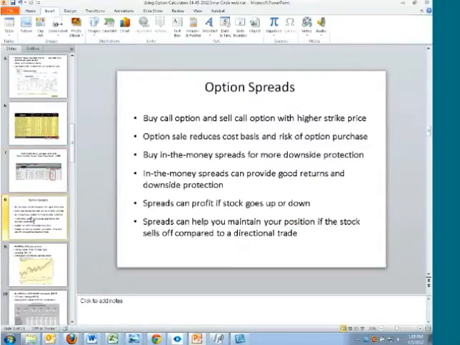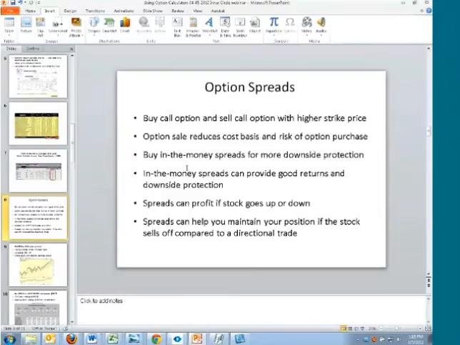And let's talk about the option spread strategy. With option spreads, you buy a call option and then you sell a call option with a higher strike price. And this is what's called a net debit spread, and your account is debited for the cost of the spread. And with debit spreads, you can't get into trouble because the most you can lose is the cost of the spread.